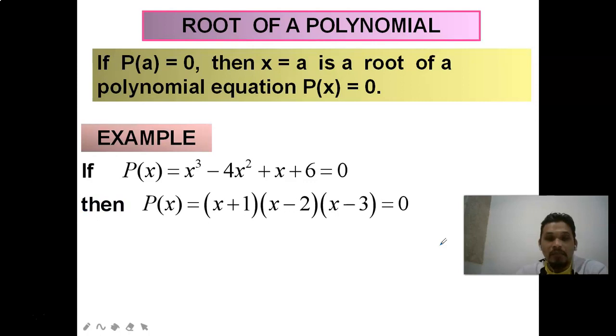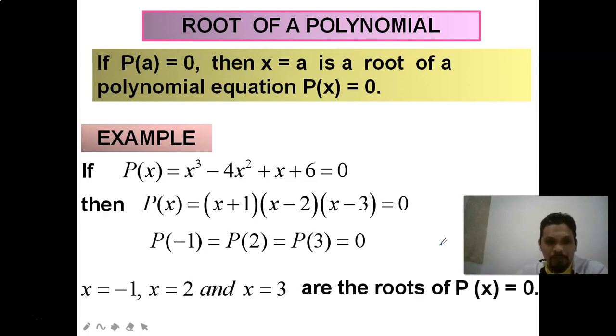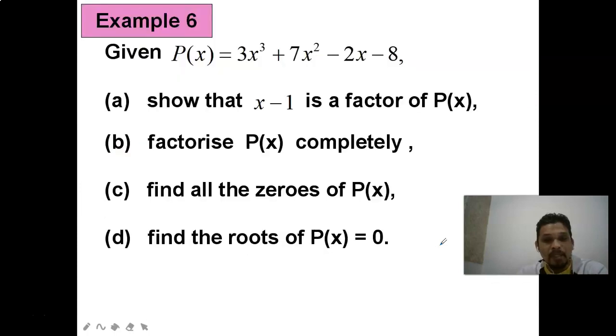And the roots of P(x): given the equation P(x) equals 0, where we factorize as you see here, we come to the conclusion that x equals negative 1, x equals 2, and x equals 3 are the roots of the polynomial P(x). Okay, so let's take a look at an example here.